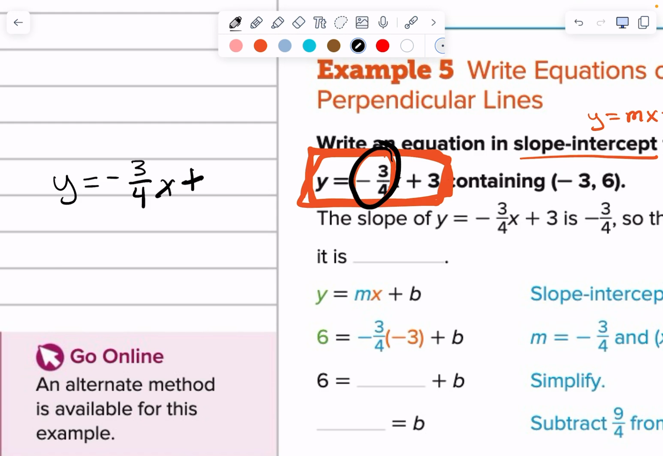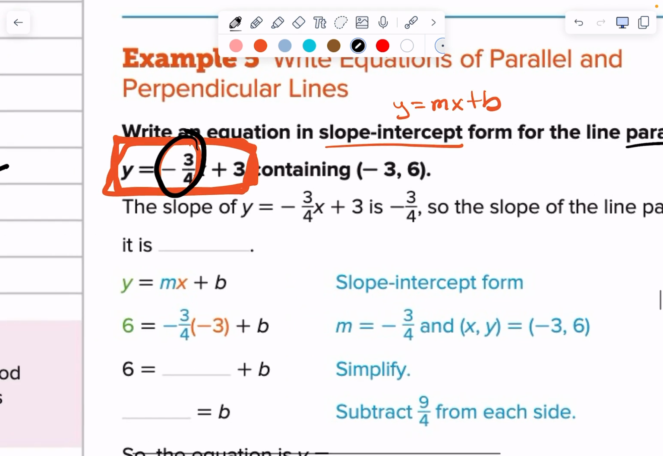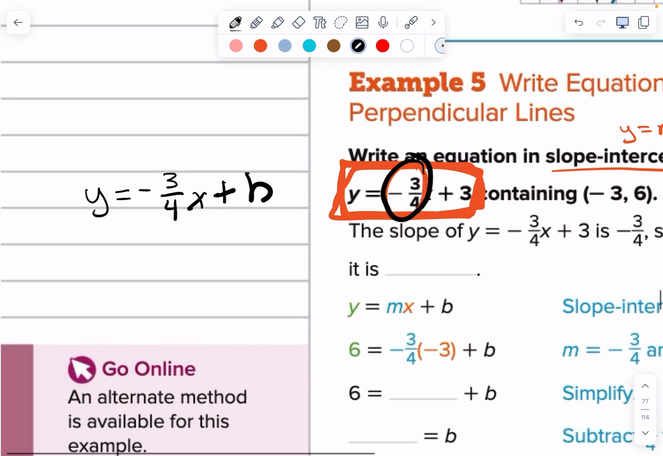Plus what? No, because I'm parallel, not perpendicular. Any number, plus b. When do I use this 3? That's the y-intercept of the first line. You never use it. You bury that thing and you only use the slope from the original equation. Do you remember that? You put this somewhere and you don't use it. I have to find the new b value.